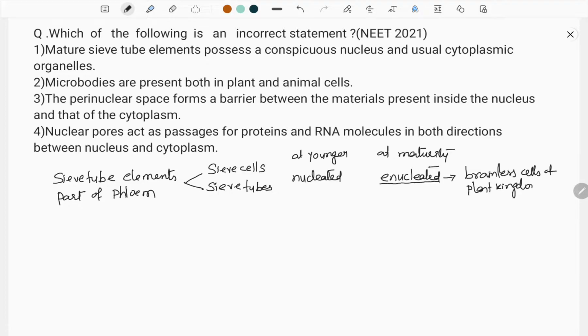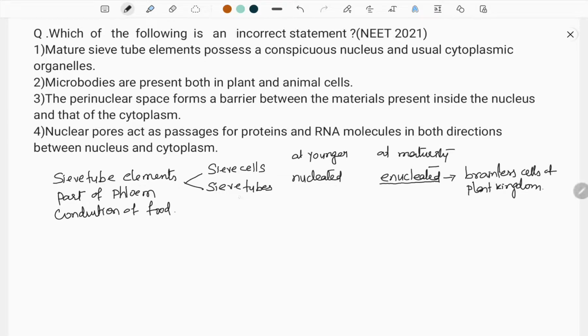Then, what is the function of the sieve tube elements? You know that conduction of food, conduction of organic solutes, that is glucose and sucrose, from source to sink is the main function of the phloem. Then without a nucleus, how do they conduct? They have companion cells. Companion cells guide the movement of food through the sieve tube by pressure gradient.